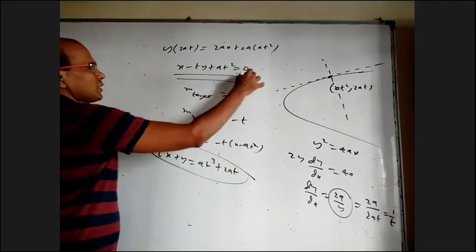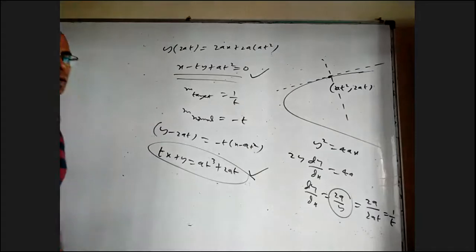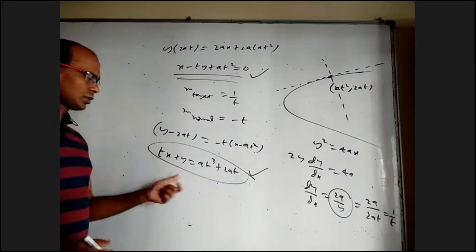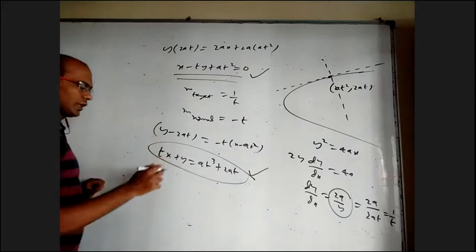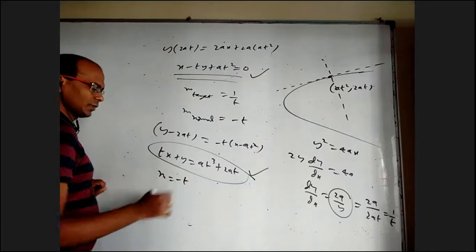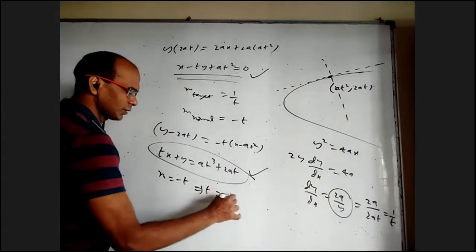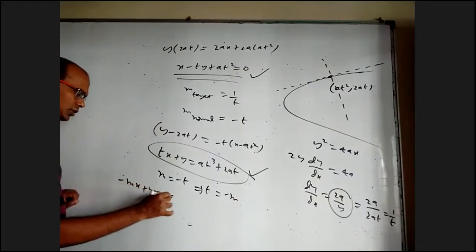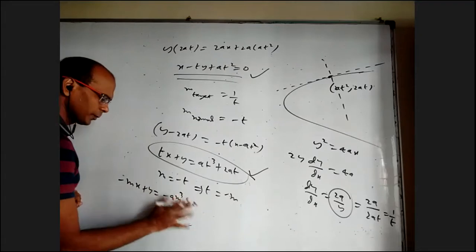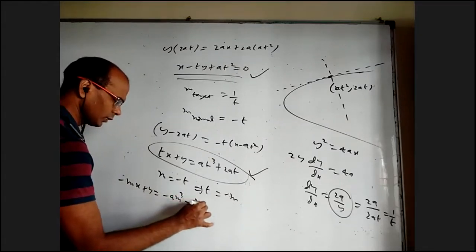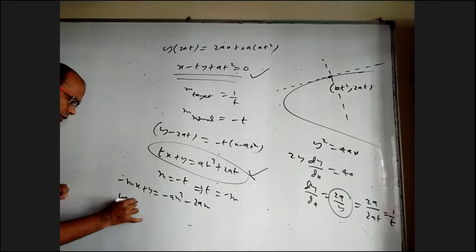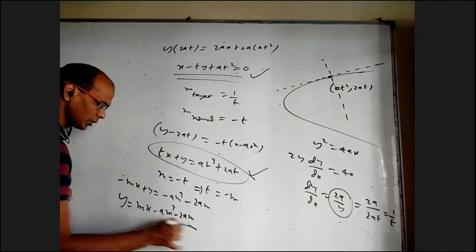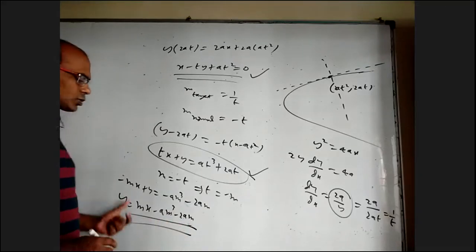So we should remember this general tangent and general normal. But we expect the general tangent to be in terms of slope m, and here also in terms of slope m. Here if I take slope m equal to -t, wherever t is there I can write -m. When I put t = -m back, it will come -mx + y = -am³ - 2am. If we send everything to that side, we'll get y = mx - am³ - 2am. This is the general normal whose slope is m.